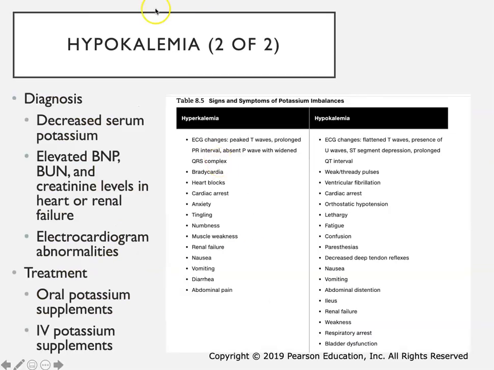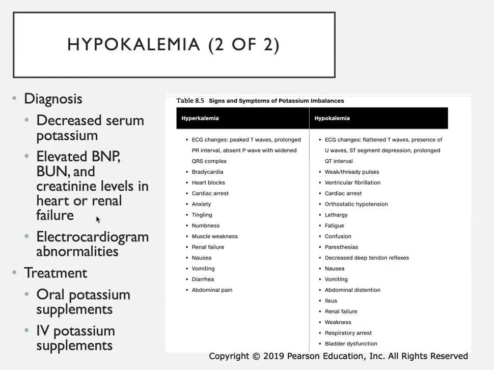Okay. In terms of diagnosis, again, decreased levels, right? Elevated urea, creatinine levels in heart or renal failure. So if the patient is at that point, you're going to see elevated levels of creatinine and urea.